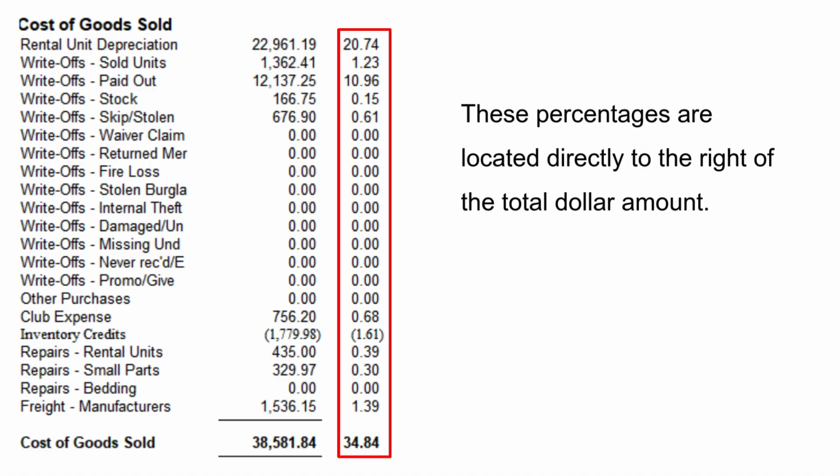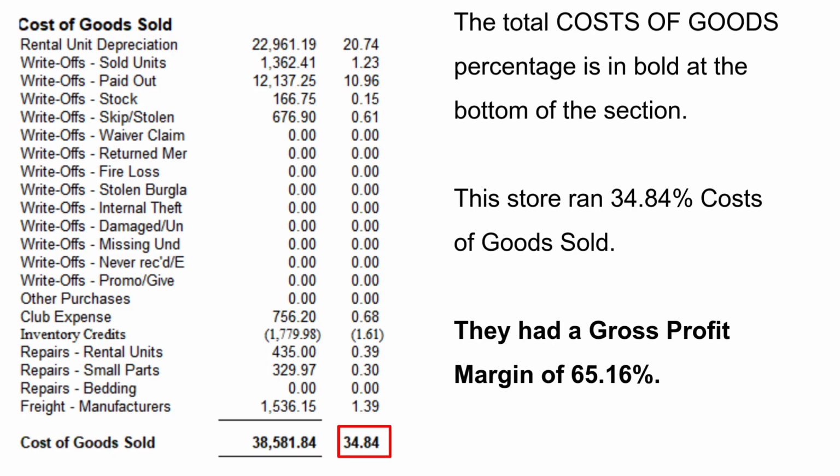These percentages are located directly to the right of the total dollar amount. The total cost of goods percentage is in bold at the bottom of this section. In this example, our store ran a 34.84% cost of goods sold. That means that they had a gross profit margin of 65.16%.